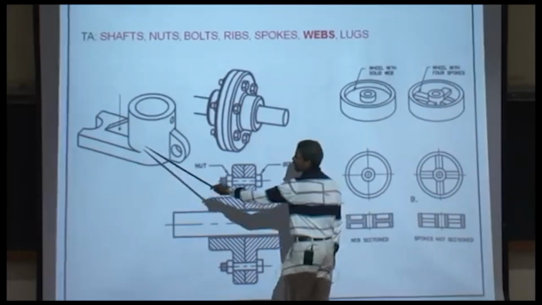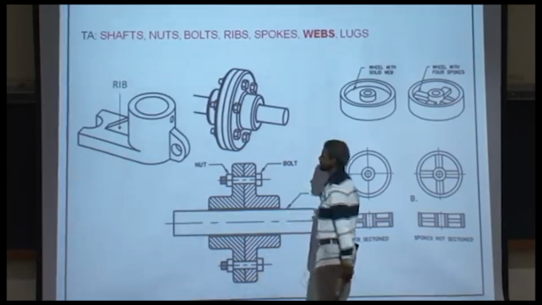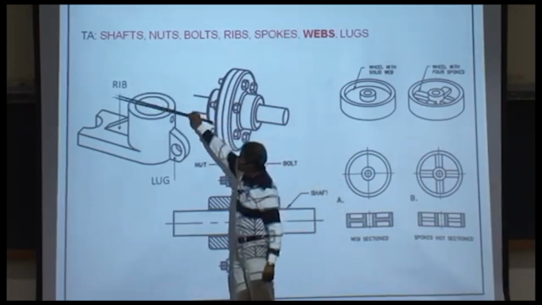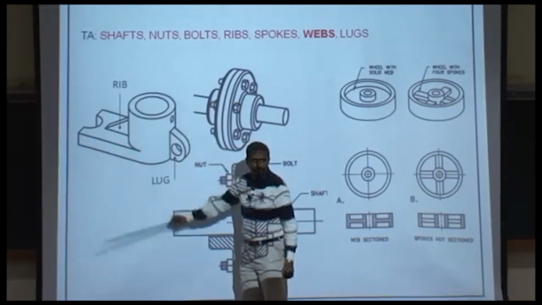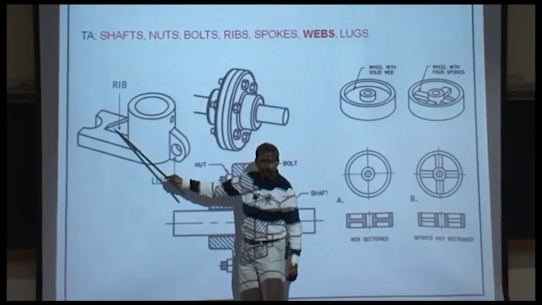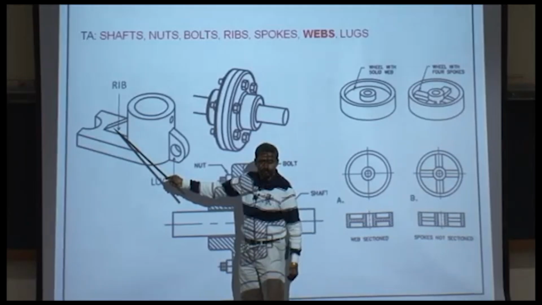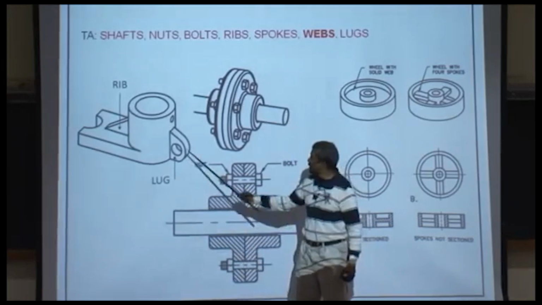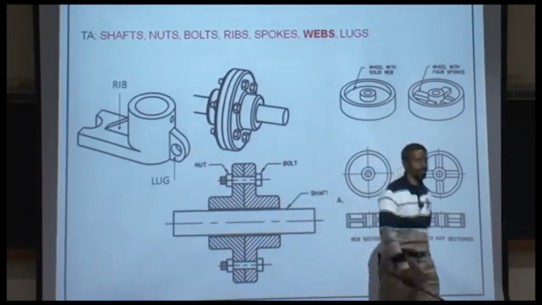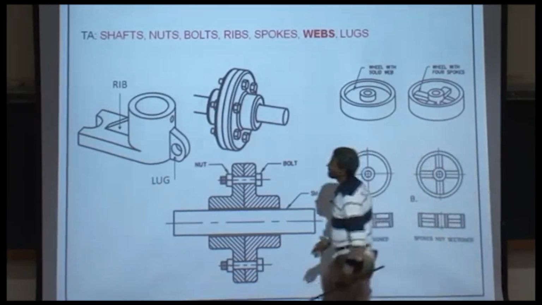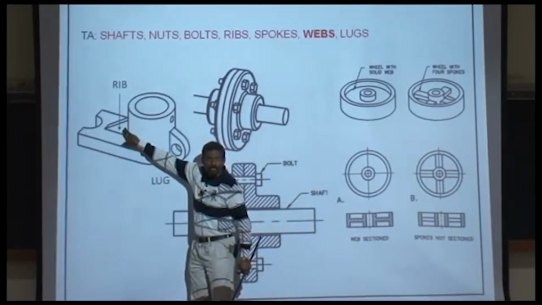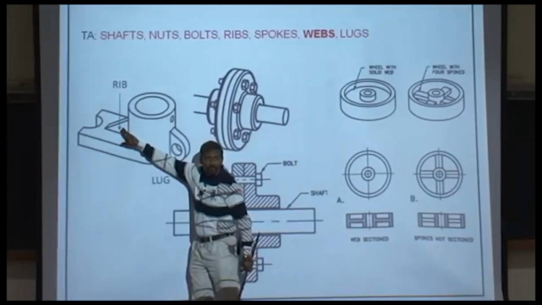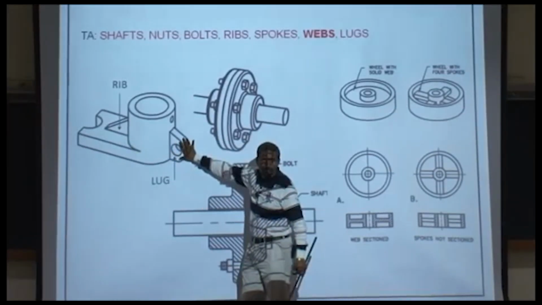This is an object with a rib and a lug. Okay? If you want to cut this object in two pieces, like so, you do not section the rib, and you do not section the lug. Okay? If you look at this carefully, if you let go of this part, you won't lose much. If you let go of this part, you won't lose much either.